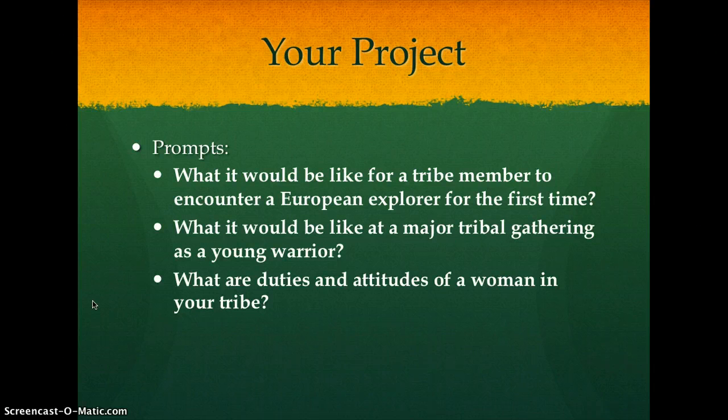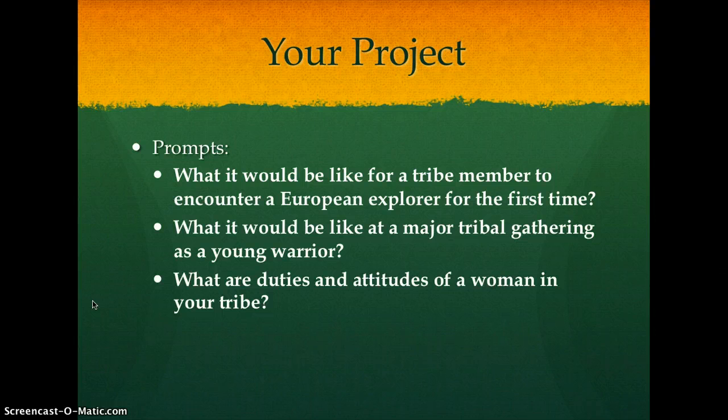Now, with your project, I'm going to take these one at a time. So the first one: what would it be like for a tribe member to encounter a European explorer for the first time? So you need to figure out if your tribe actually encountered Europeans or not. If they didn't, you probably shouldn't do this one. But your tribe member has to have a name. You need to clearly identify an appropriate reaction to the Europeans from that tribe.